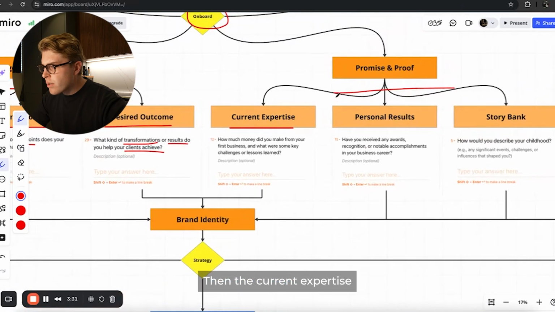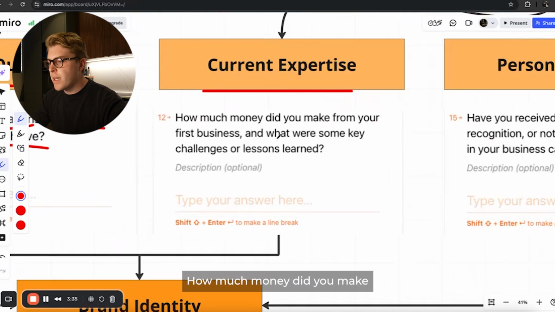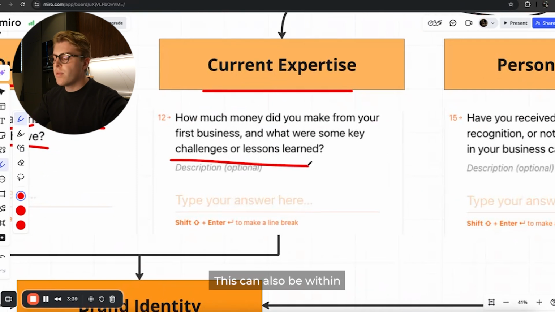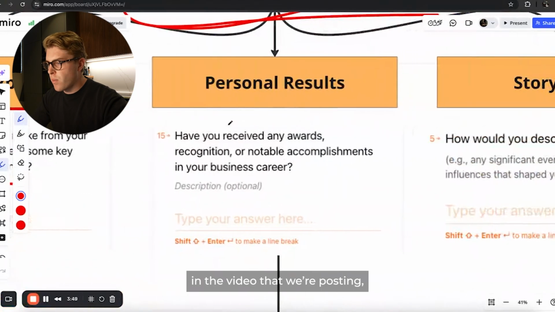Then the current expertise within the proof and promise process. How much money did you make from your business, and what were some key challenges or lessons you learned? This can also be within the fitness space. This can also be within the mindset space. Like, what are the experiences that you have had or the results that you have had yourself that we can talk about in the videos that we're posting?